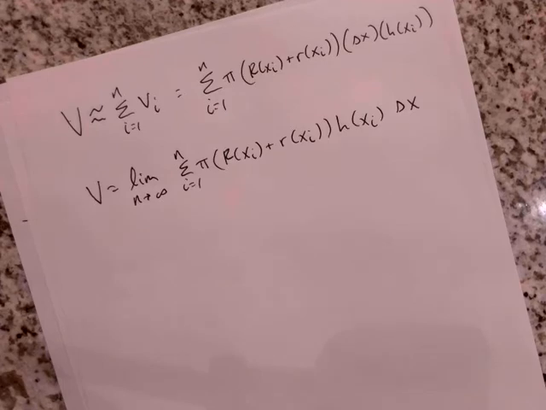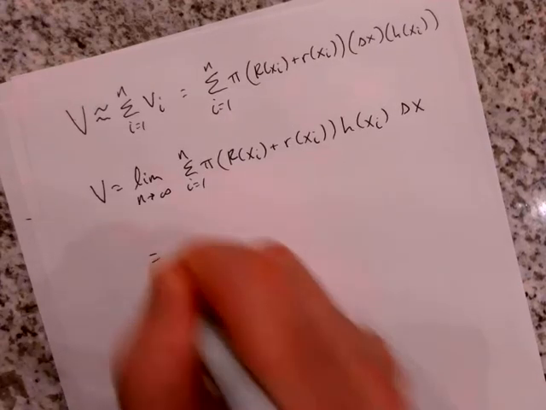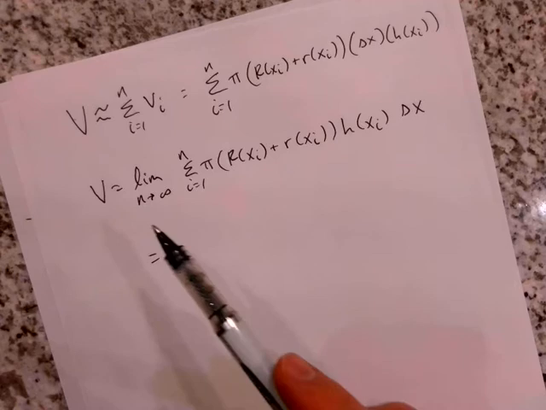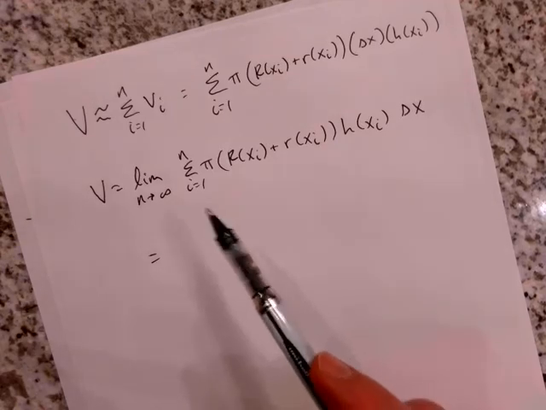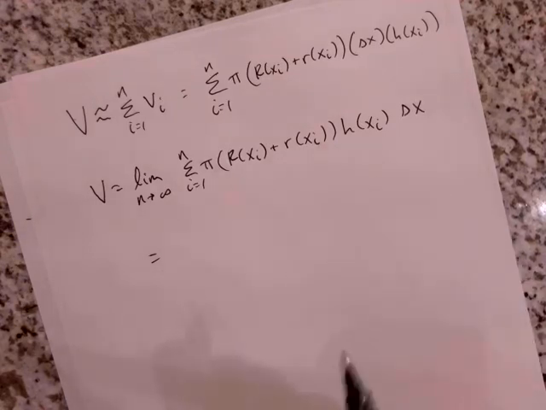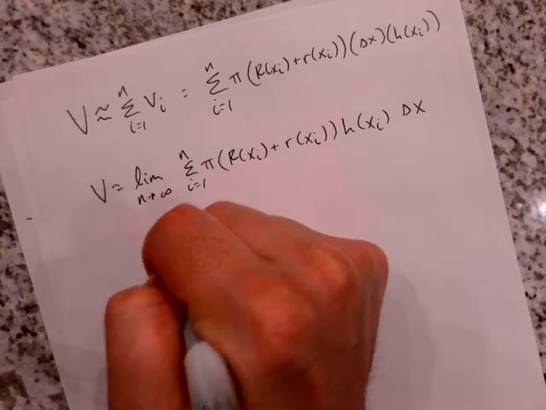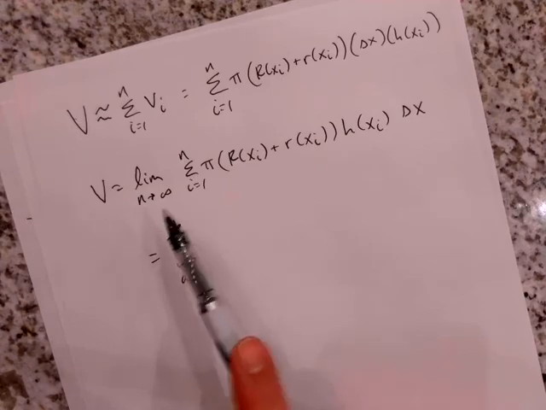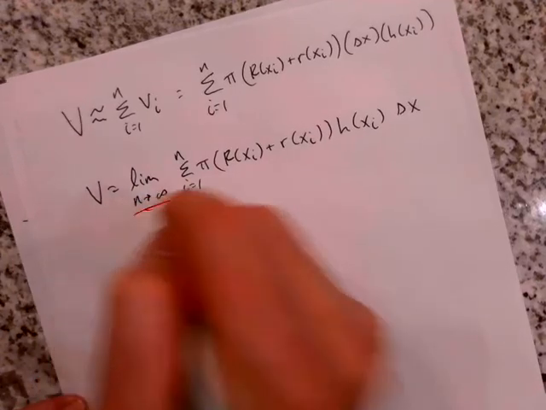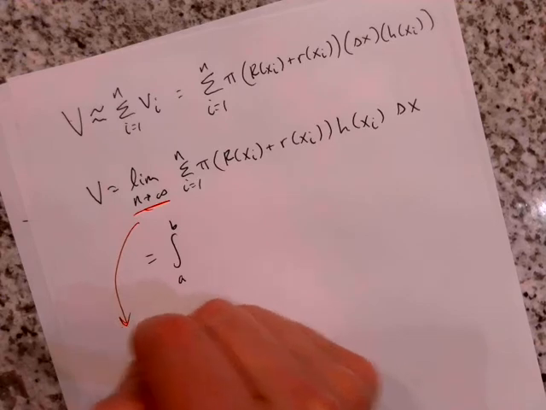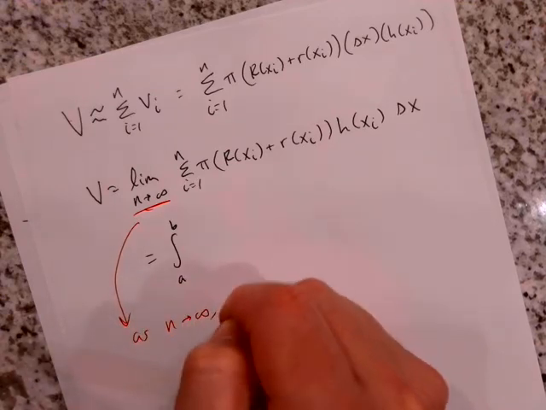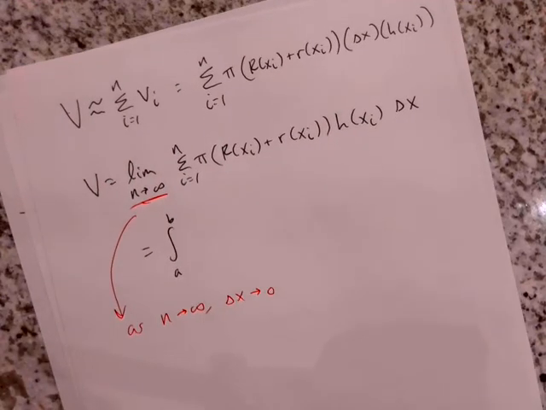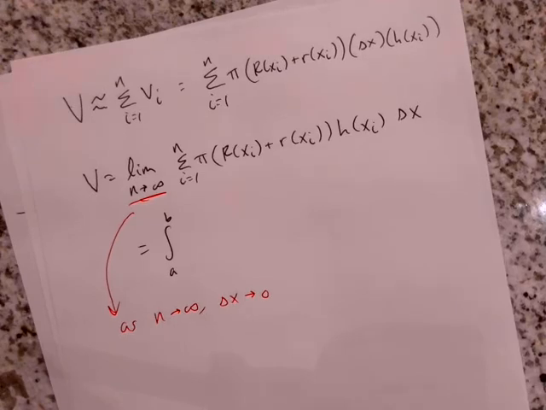And this is an integral, right? Because it's the limit as the number of rectangles goes to infinity of a Riemann sum. So it's the integral from a to b. Now a funny thing happens. As n goes to infinity, delta x is going to 0, right? Because delta x is how wide each rectangle is. As you get an infinite number of rectangles, that width goes to 0.